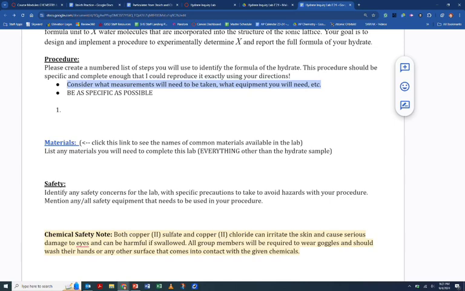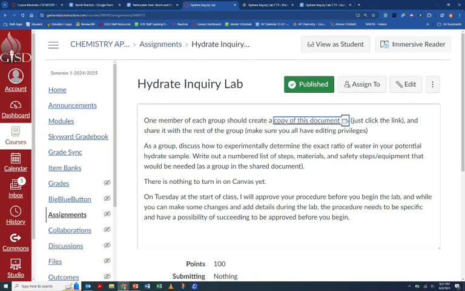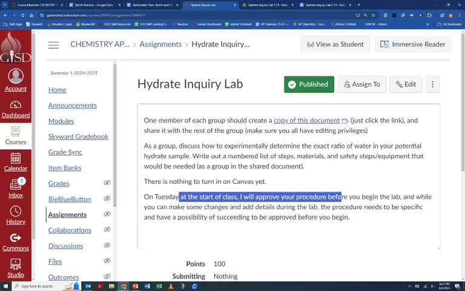So in class on Tuesday, I'm going to be checking in with each of the classes and approving your procedure. You've got to have some kind of step-by-step procedure, numbered list of steps before you begin the lab. I'm going to give it a quick look, make sure it has a possibility of succeeding, so you're not just like, squeeze the hydrate until the water comes out and then measure the volume of water. That's not going to work. So you need a detailed procedure that has a possibility of working. I'll let you try it out, even if you need to tweak it along the way.